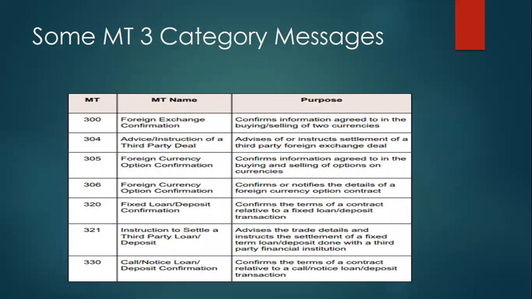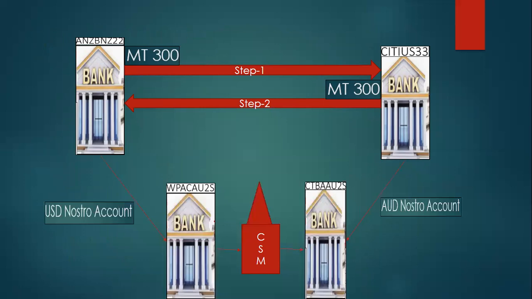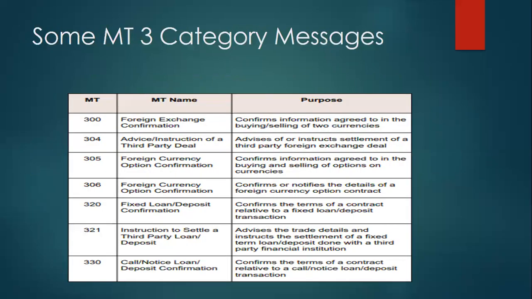Some of the messages which I can illustrate over here: MT300, which is used for the foreign exchange confirmation. It confirms the information agreed in the buying and selling of two currencies. I'll show you with an example over here how foreign currencies are bought, and then I'll show you an example of how the settlement is done. We'll go there in a while. The first one, as I said, is the foreign exchange confirmation, which confirms the information agreed in the buying and selling of the two currencies.